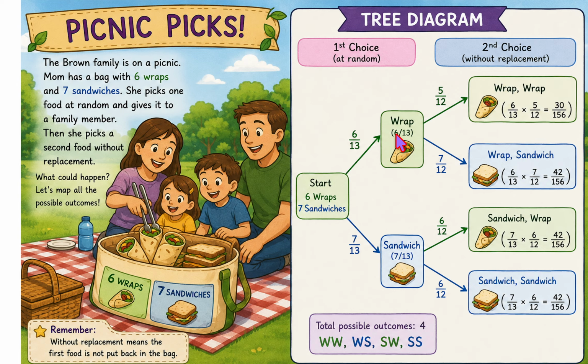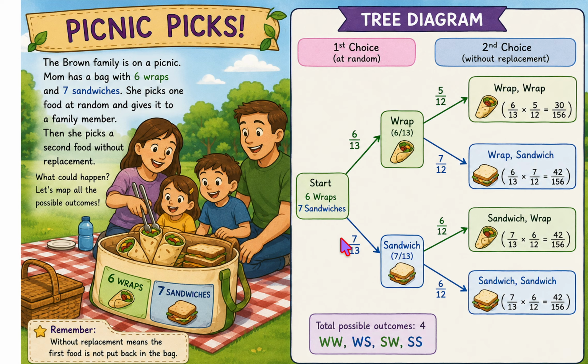Now, after a wrap, let's say you want to get a sandwich. There are still 7 sandwiches. Remember, the first one is a wrap. So 7 out of, but the total has to decrease because one item is subtracted. So 13 minus 1, here it's 12. So the first one is a wrap, the second one is a sandwich, and that would be 6 out of 13 times 7 out of 12. So that is 6 times 7, which is 42, out of 156. Whenever you're going from left to right, just remember the rule, you're multiplying.